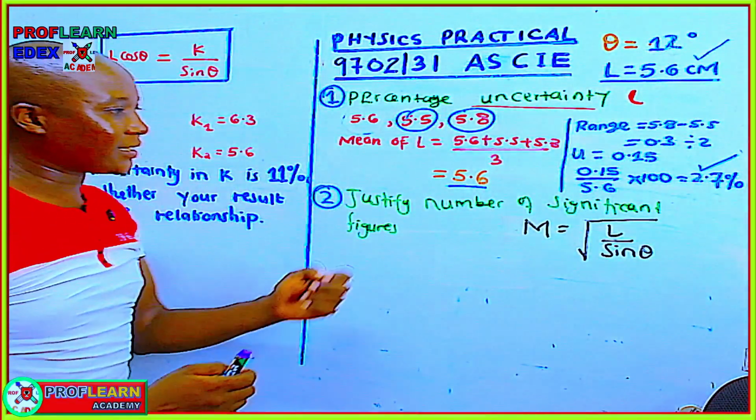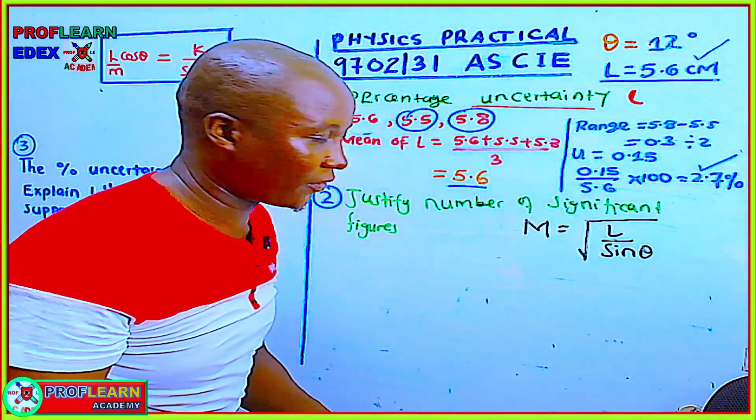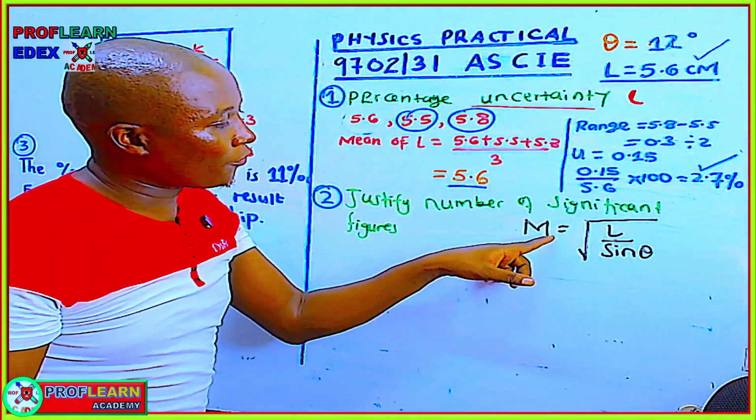The second mark is to justify the number of significant figures. For instance, they are telling you to find M.